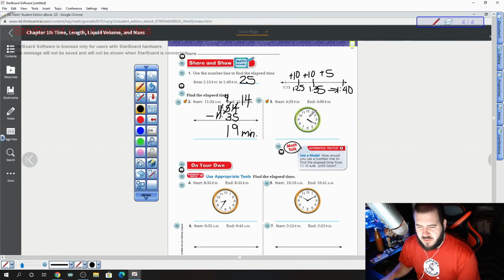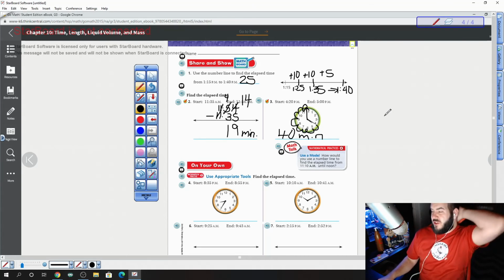Well, my minute hand would be up here on the 12. So I'm going to count by 5s around the clock until I get to the 12. Here we go. 5, 10, 15, 20, 25, 30, 35, 40. This one's nice because I don't have to count by 1 minute at all. I just count by 5s. So I ended with 40 minutes.